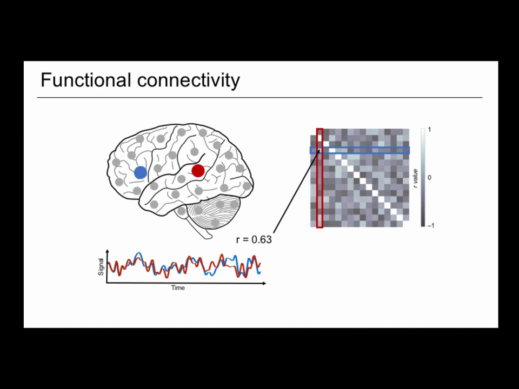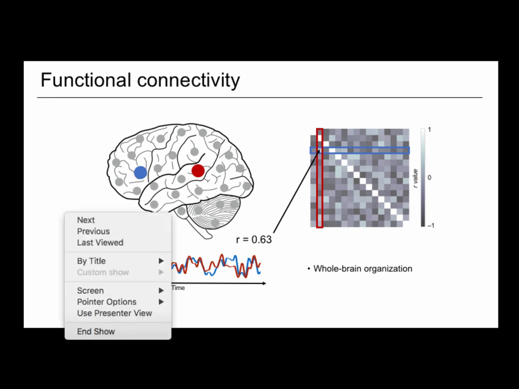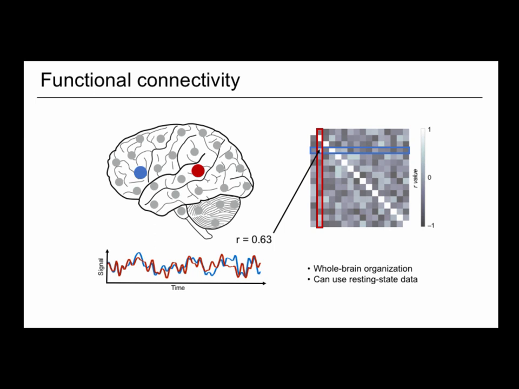Basically each cell in this matrix is going to tell us how strongly correlated or how strongly functionally connected each pair of these nodes is in the brain. This is a nice way of analyzing data in the sense that it gives us a picture of whole brain organization. We don't necessarily have to choose a single region to look at. We don't even necessarily have to choose a task. We can do this while people are doing tasks, but we can also do this while people are simply resting in the scanner, not doing anything explicit at all.